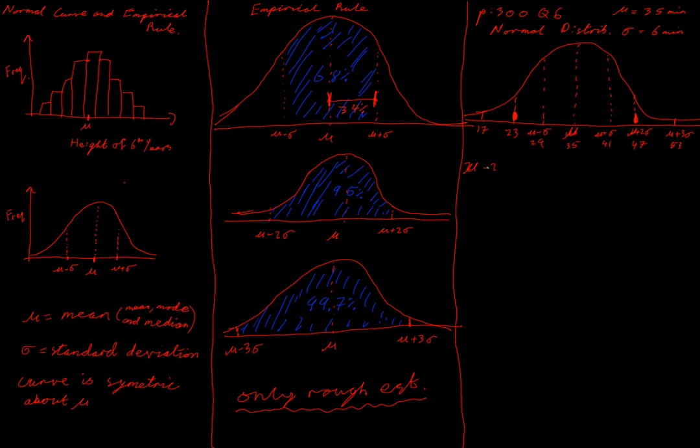Sorry, let's write this out the way that we would normally write it. We have 23 minutes up to 47 minutes. Now that's going to be the mean minus 2 standard deviations up to the mean plus 2 standard deviations. Writing this in will help you a lot for keeping track of what you need to do.